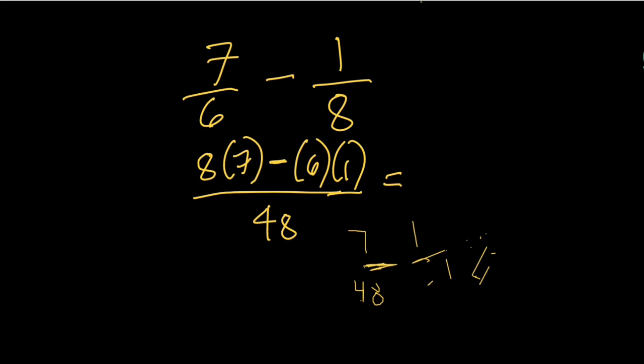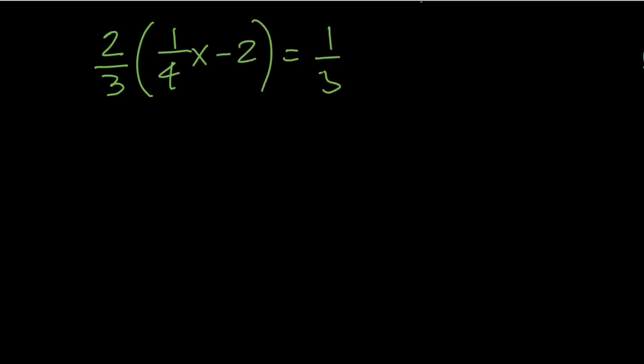Yeah, you have to multiply the numerator because they have different denominators. So you do like this, 48 divided by 6 times the numerator. And then you do the same thing to the other fraction, 48 divided by 8 times 1. Then you simplify that, you get the final answer. Okay, is that clear? Shall we move on to the next problem?